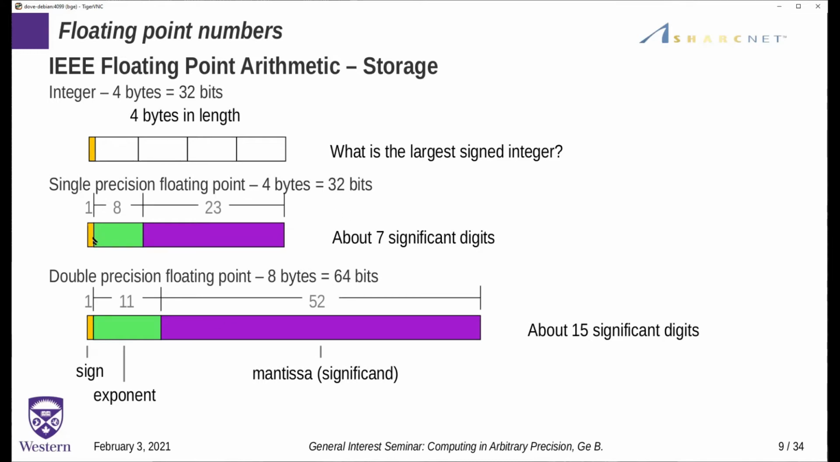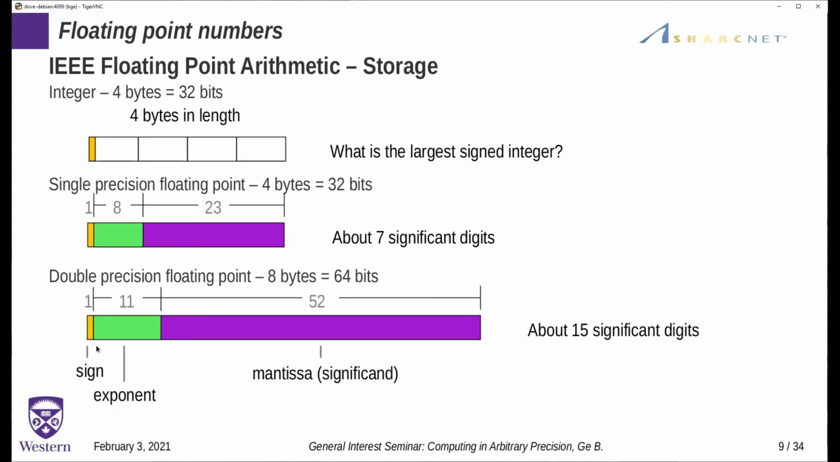And for single precision, a floating point of 4 bytes, or 32 bits, there's 1 sign bit, 8 bits for the exponent, and 23 bits for the mantissa or the significand. And this will give you about 7 significant digits.